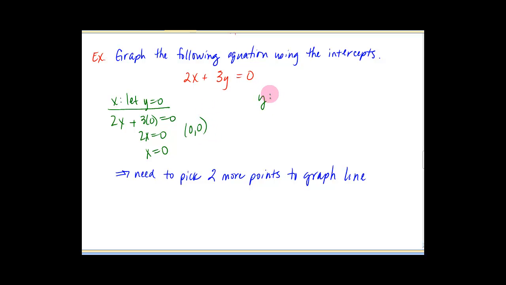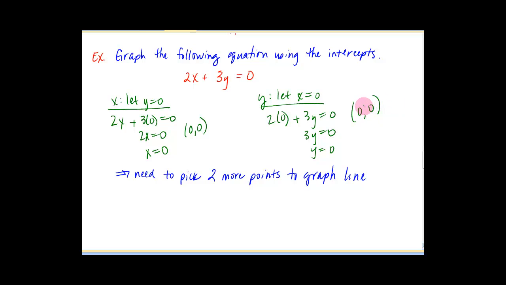Let's say I wanted to find the y-intercept. I'm going to let x be equal to 0. So I say 2 times 0 plus 3y equals 0. 3y equals 0, y equals 0. Uh-oh. Now I have another equation that came out to be 0, 0. That doesn't help me any. I need to have 2 points at least to graph, and I'm only getting 1 point.